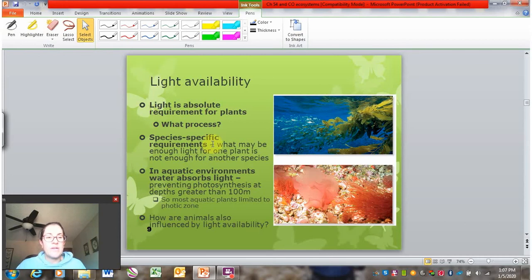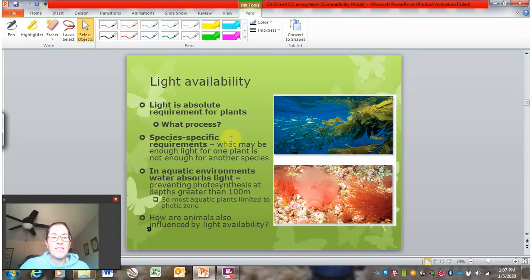Okay, light availability is an additional feature of the environment that's very important, especially for plants. So light is an absolute requirement for plants. Why is that? Well, as you hopefully remember, they're autotrophs, and they are able to make their own sugars using light as a source of energy in the process of photosynthesis. And so they have no other way to get energy besides light. So this is an absolute need for them.